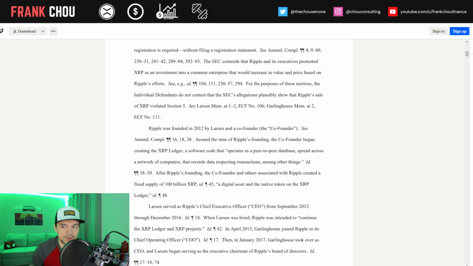For the purposes of these motions, the individual defendants do not contest the SEC's allegations plausibly show that Ripple's sales of XRP violated Section 5. An important consideration here, taking a pause, is that on the motions to dismiss, it's not saying anything about the SEC's allegations related to Ripple sales. So that's not in contest here. It's what's happening as far as the aiding and abetting claims and all the other SEC actions and claims against the defendants themselves, against Larsen and Garlinghouse.